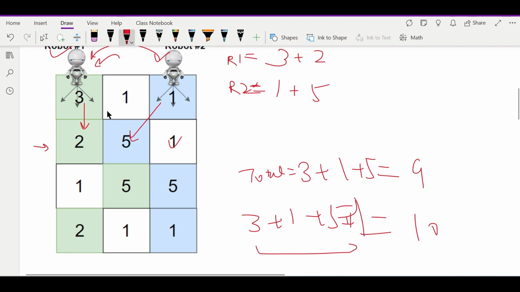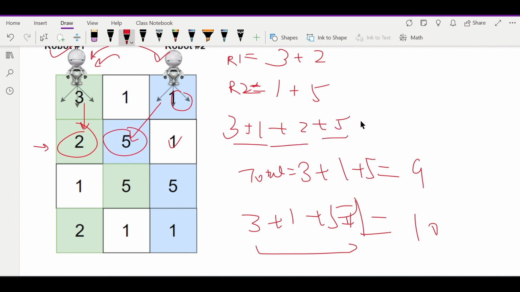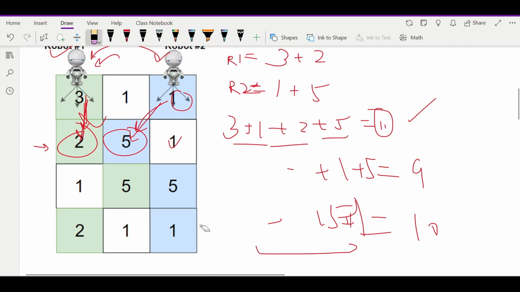And what are the number of cherries? Let's count. 3, 1, 2 and 5 by robot 2, right? So 3 plus 1 is 4, plus 2 is 6, plus 5 is 11. So in just one move made by both the robots, they collected the maximum cherries that can be collected in that move. So we have to take the maximum at every moment, so as to maximize the total number of cherries collected along the way, right?